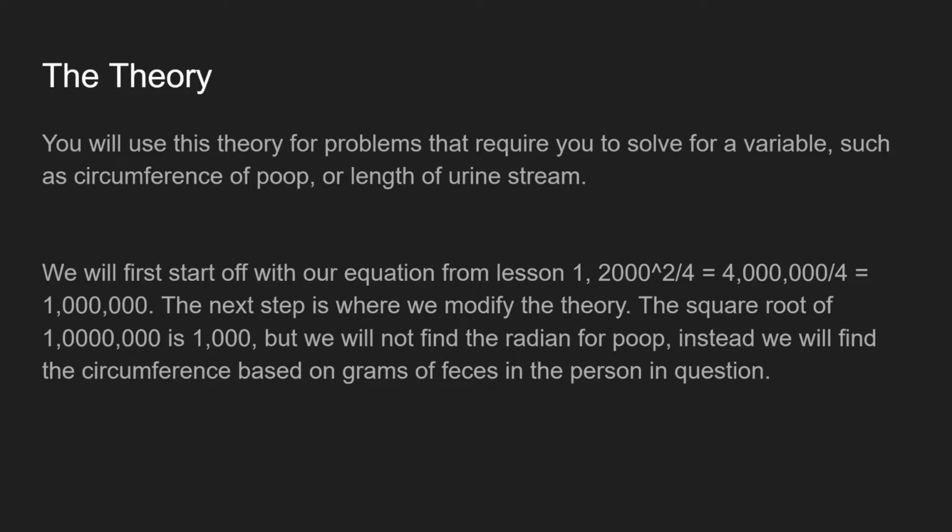If you know the theory from last class, you know that if you do all the math, it'll equal 1000. But usually after this step, you find the radian, and then that's the radian for poop. But this time we're going to find the circumference based on the grams of feces in the person in question. I'll explain in a bit.